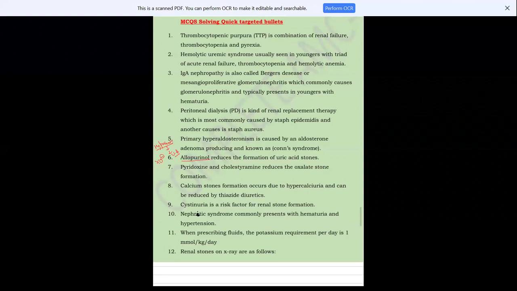Nephritic syndrome commonly presents with hematuria and hypertension, as I told you. When prescribing fluids, the potassium requirement per day is 1 millimole per kg per day. Not so important, but just if you want to, make a tick that you know almost everything. Okay, now in the next slide, we'll see how the renal stones look on the X-ray.